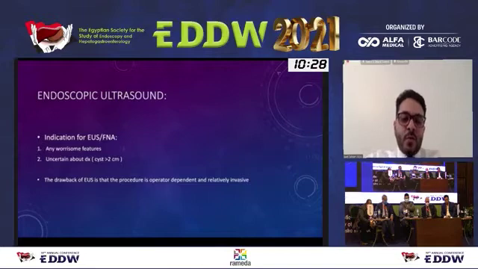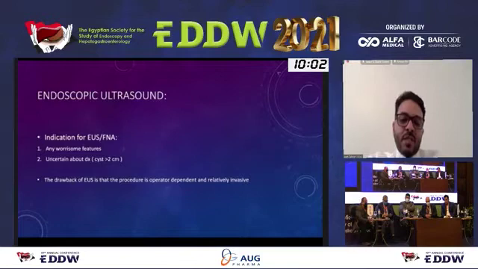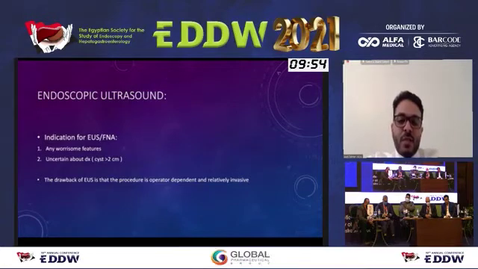If there are any worrisome features in the form of a cyst more than 3 centimeters in size, or a cyst that is increasing in size rapidly, more than 5 millimeters over 2 years, or a patient with dilated pancreatic duct more than 5 millimeters, or if there are high risk features, or a mural nodule, or thick wall, or high serum CA 19-9 level, or lymph node. Or if you're uncertain in diagnosis, especially if the cyst is more than 1.5 or 2 centimeters in size, so you can take a fluid sample. The drawback of EUS exam is that the procedure is operator dependent and relatively invasive.